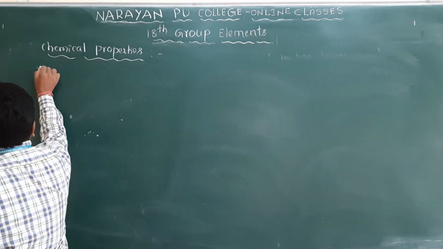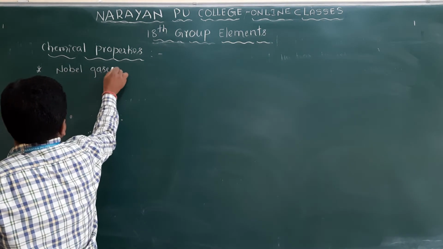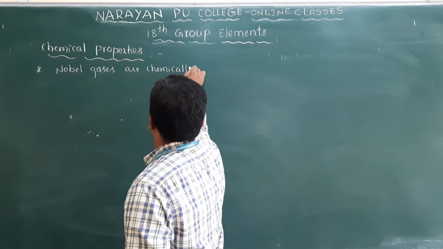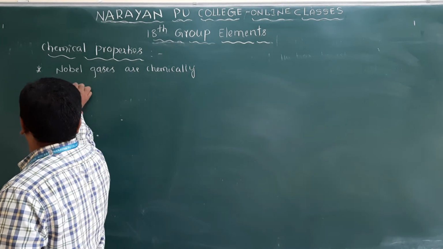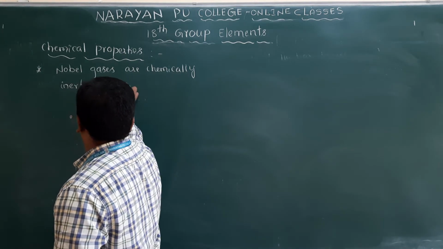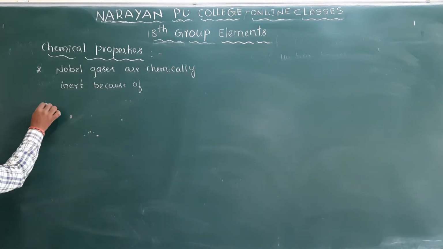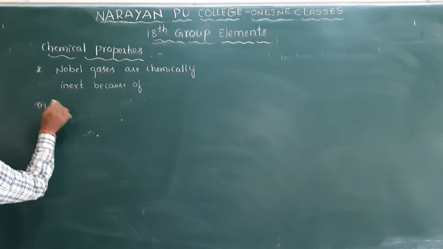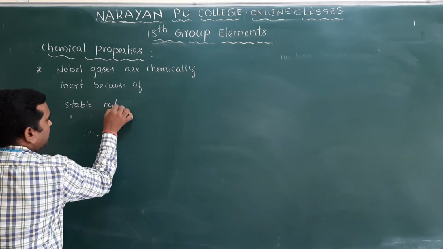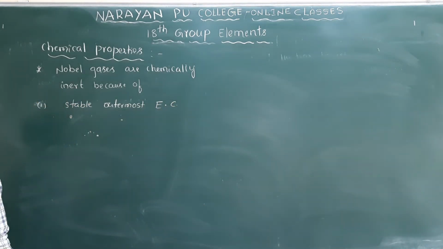Write here: noble gases are chemically inert due to three reasons. What is the first reason? The first one is stable outermost electronic configuration.